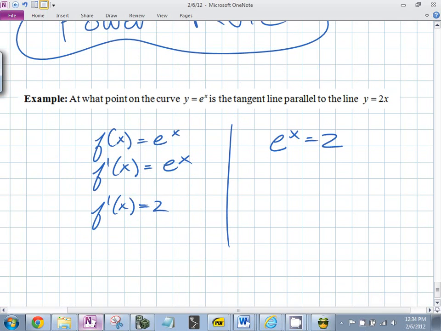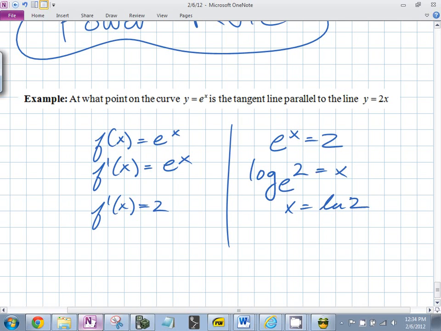That is the x coordinate, but what else do we need? We need the y coordinate. This thing is asking at what point. You would not get full credit on this if you just said ln 2. That is not a point. That is an x value. So you take this and you plug it in where? In the original function. So what is f of ln 2?